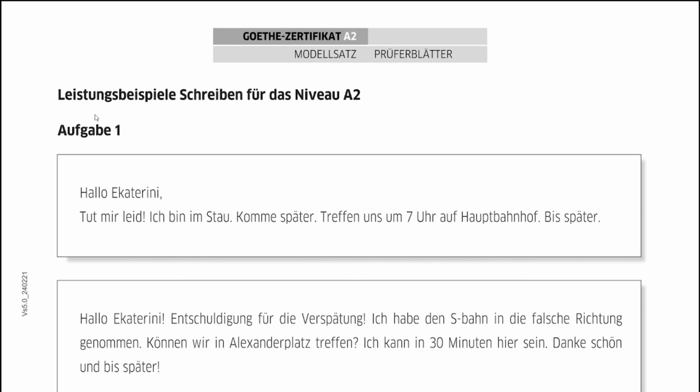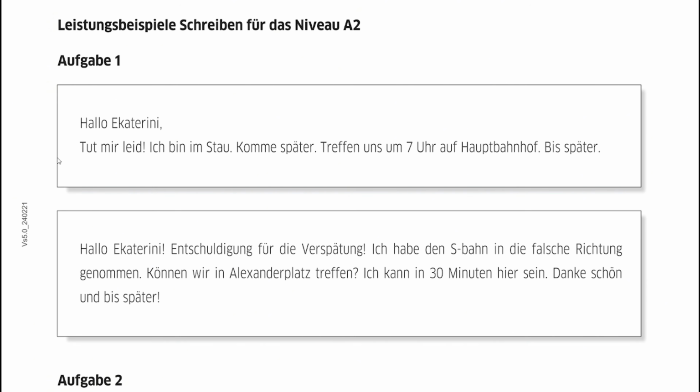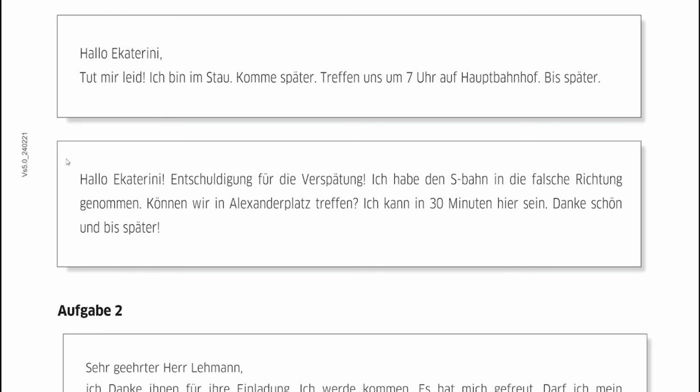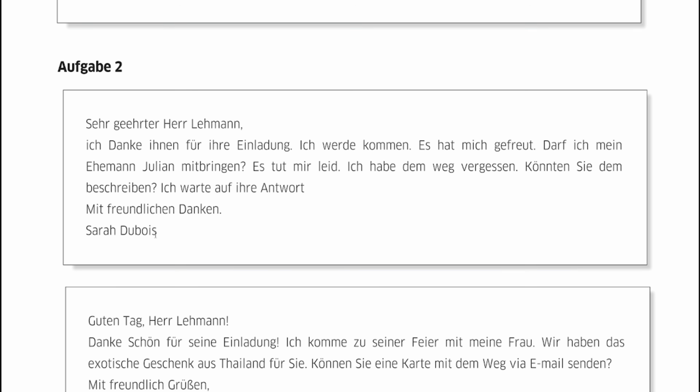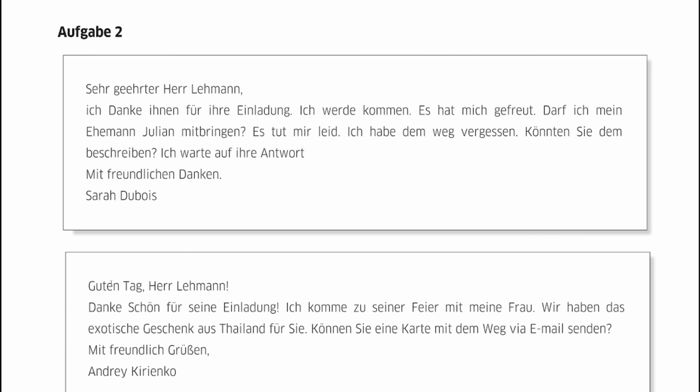So here are some examples for the written part. So for Aufgabe 1, this is the SMS. They have given you 2 sample answers, and then for Aufgabe 2, which was the email, they have also given you 2 sample answers. But something which is very important over here is that these are just some sample answers, but these are not 100% correct, because I have seen these answers and there are mistakes in these texts.